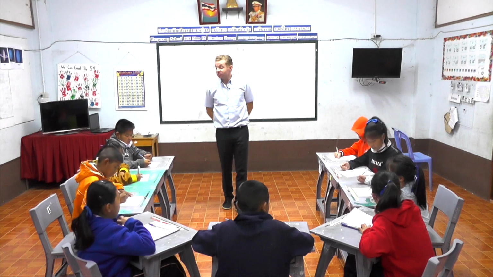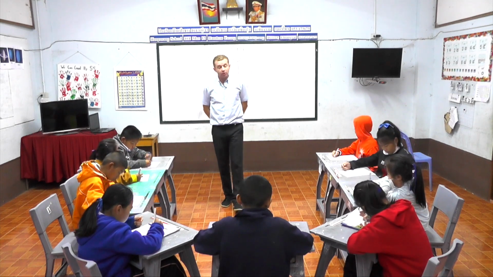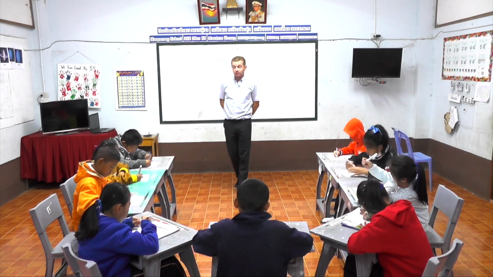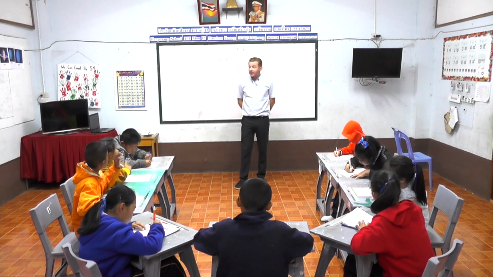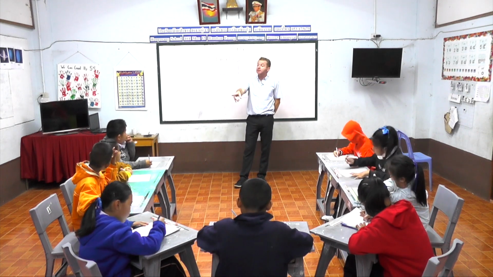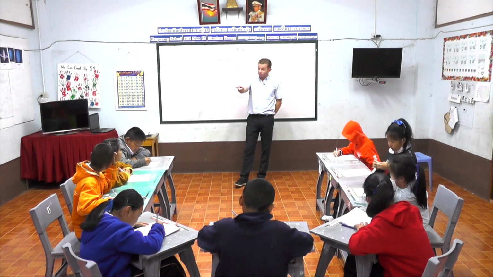And then C is two right angles. What do we call two right angles? 180 degrees is a what type of angle? Straight angle.